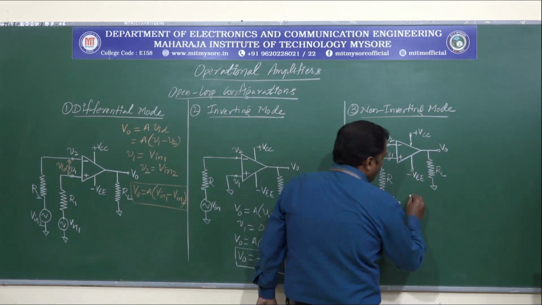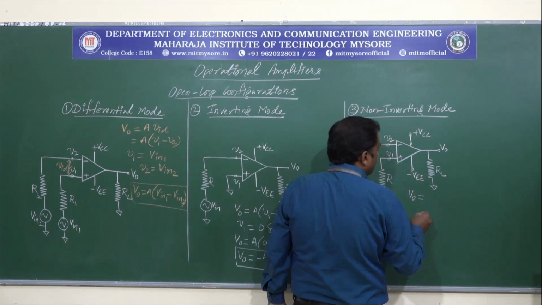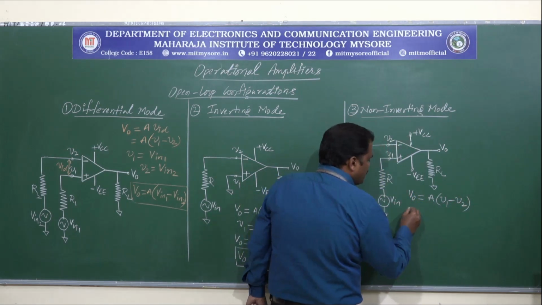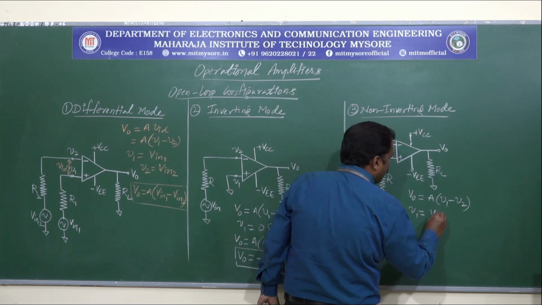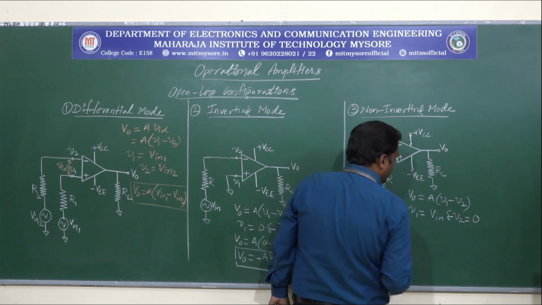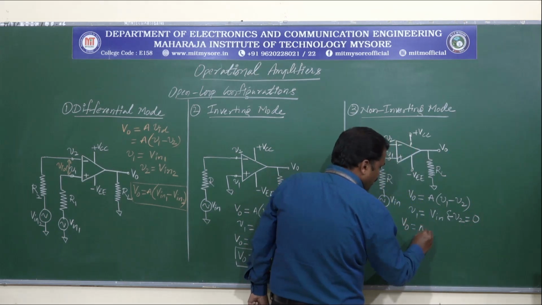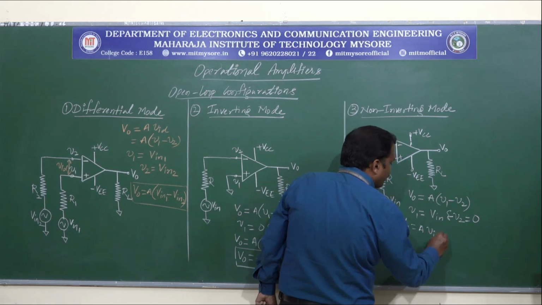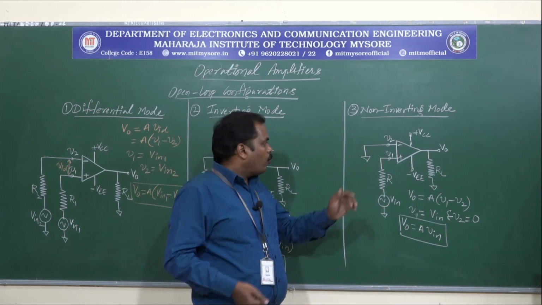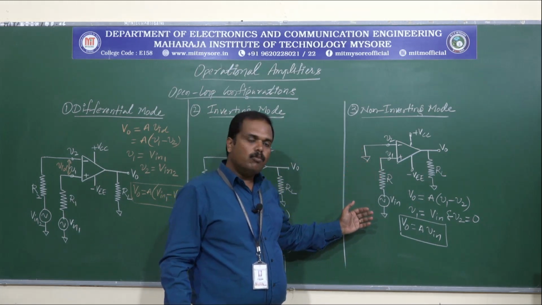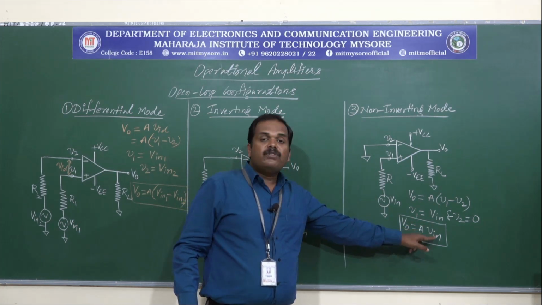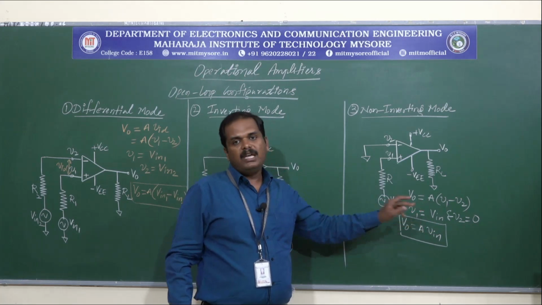Now determining the output voltage equation, V0 is given by A into V1 minus V2, and from the circuit V1 is connected to Vin and V2 is connected to ground potential. So V0 is going to be A into Vin. So this is the output expression for an op-amp connected in non-inverting mode. So here what we can see is the output signal is the amplified version of the input signal and is in phase with the input signal.